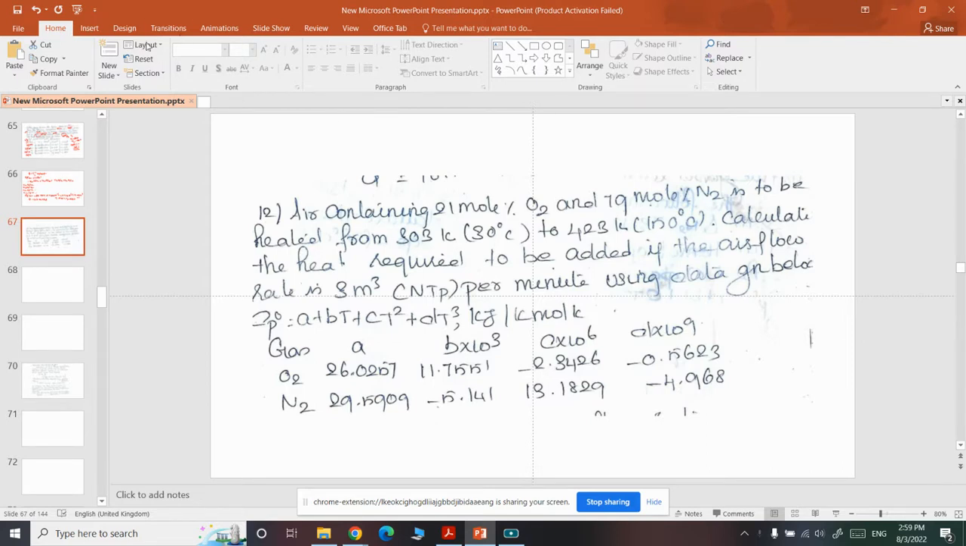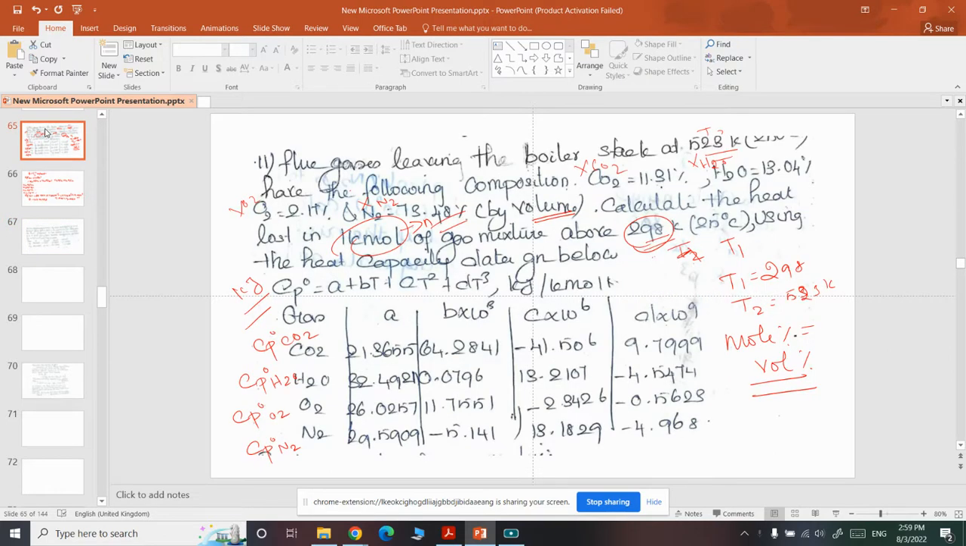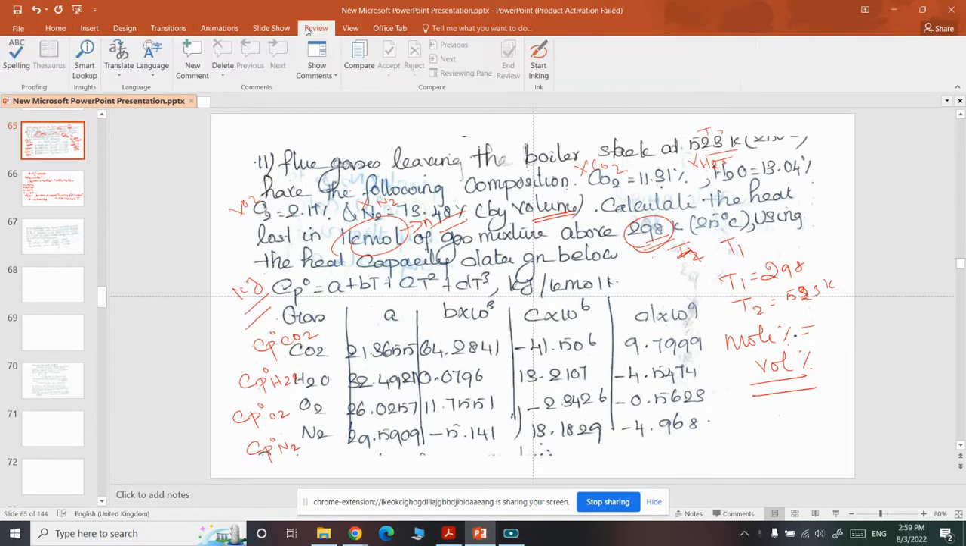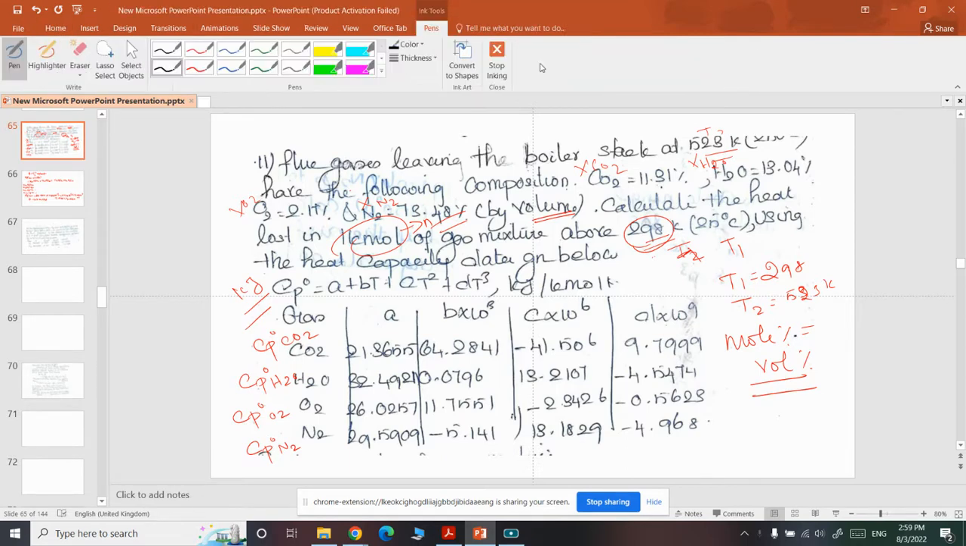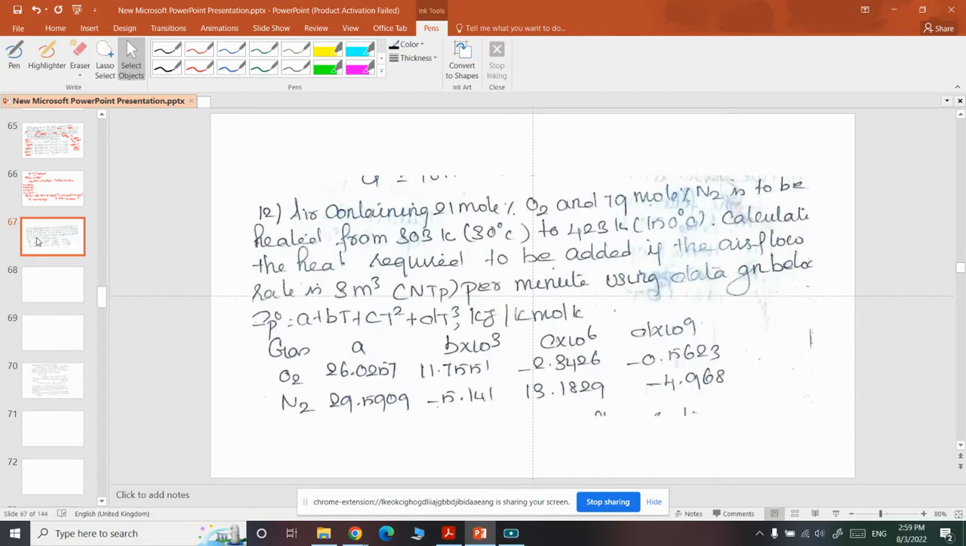Last class, we studied the heat capacity problems related to Cp naught as well as the Cp naught mix problems. In this class, we will continue with those heat capacity problems. What we have studied so far: Q is equal to the integral from T1 to T2 of Cp naught dt, when Cp naught is directly given. If a mixture of gases is given, then we use Cp naught mix dt. First we will continue with these problems, and then we will go to the next method of problems.